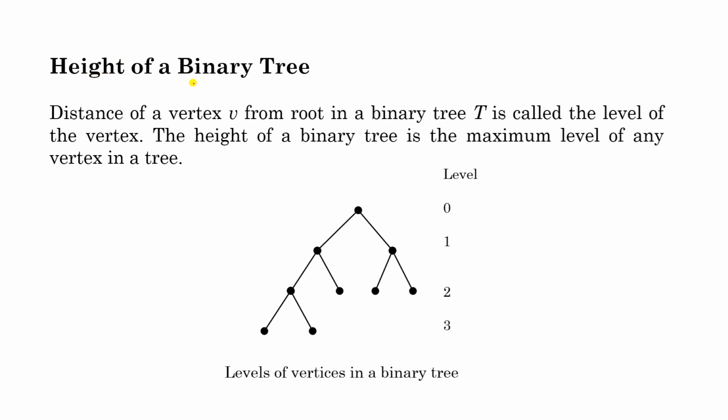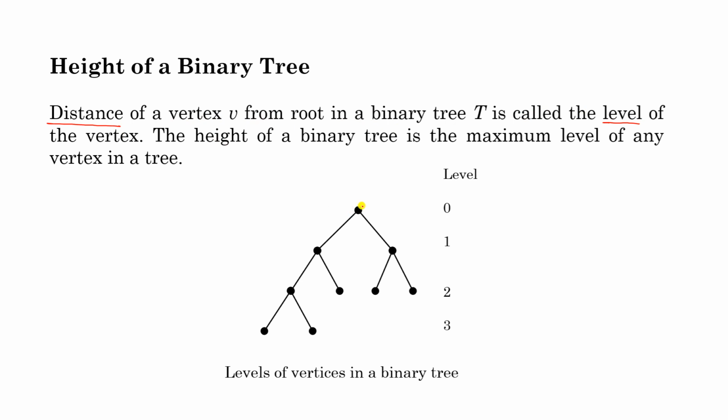Now, height of a binary tree. And distance of a vertex v. Distance between two vertices in a graph is defined as the length of the shortest path between the two vertices. So distance of a vertex in a tree is the distance of v from the root, and this distance is called the level of the vertex.